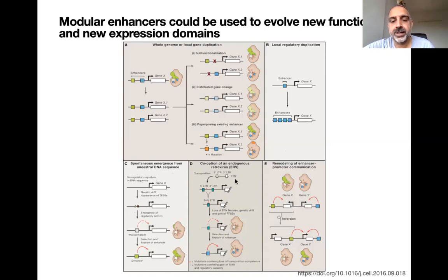Similarly, the co-option of an endogenous retrovirus could drive new expression in different parts of the embryo, and there's some evidence that endogenous retroviruses are important for some genes gaining the ability to be expressed in various parts of the brain, for example. And of course, the remodeling of enhancer-promoter communication could also happen by flips and chromosome translocations.